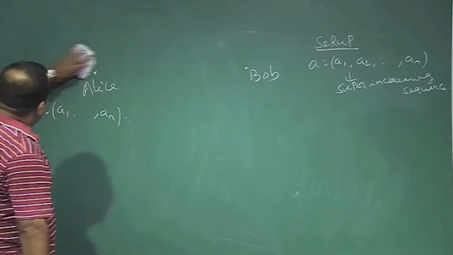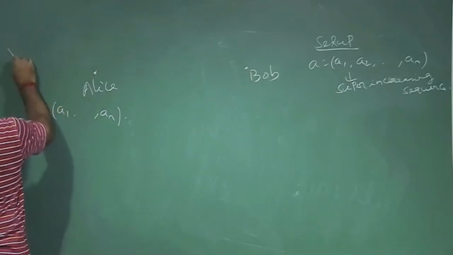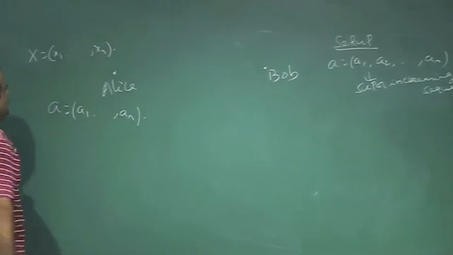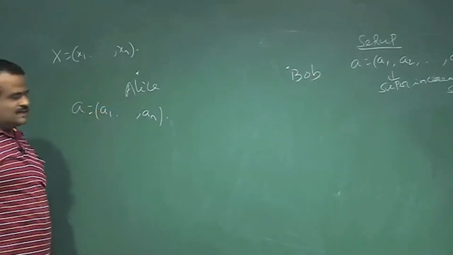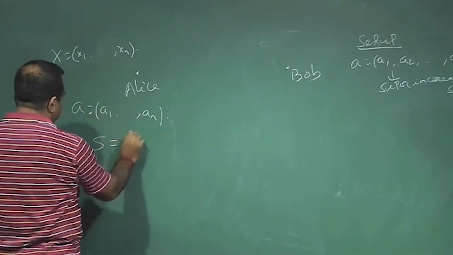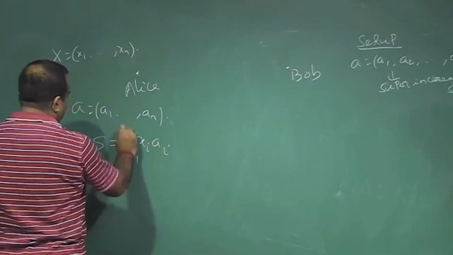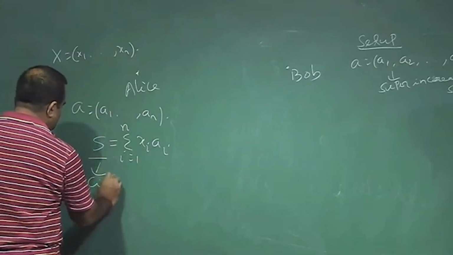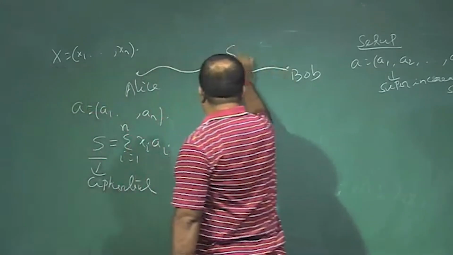Okay, so now the plain text is an n bit number. So the plain text is x, or x1, x2, ..., xn. It is an n bit number. So as encryption, Alice is generating S, the summation of xi ai, i from 1 to n. This sum is the ciphertext, and Alice is sending this S to Bob.